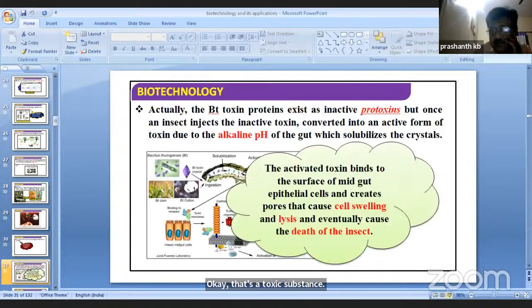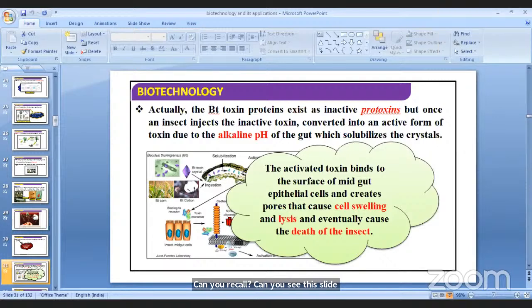Next one, I will magnify this one and show. Okay. Now this slide is stuck? Can you see the mechanism clearly? Can you reply? Can you see this slide? Yes, sir. Yes, sir. I can see this slide.